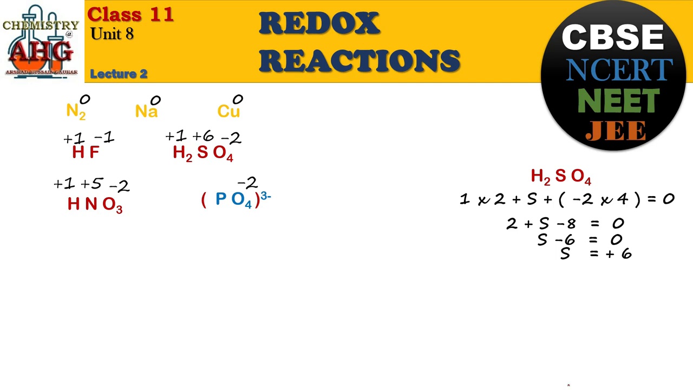So 8 minus 3, how much charge? 5. So what will be the oxidation state of phosphorus in this case? The oxidation state of phosphorus is +5. So this is how you are supposed to find the oxidation state of an element in a charged particle, in an ion. Next example I am giving you, you can pause the video and find the oxidation state of each element.